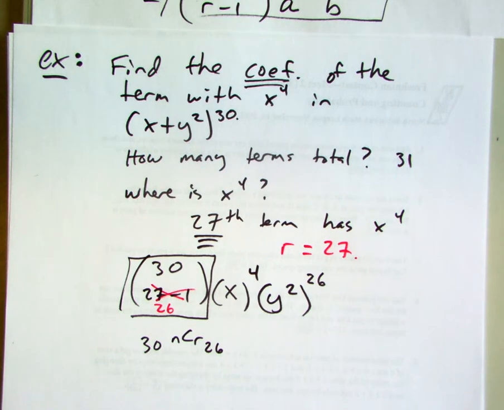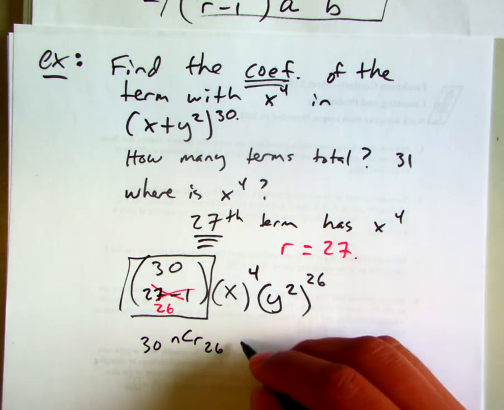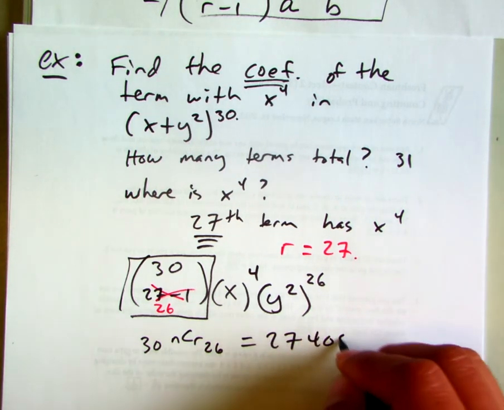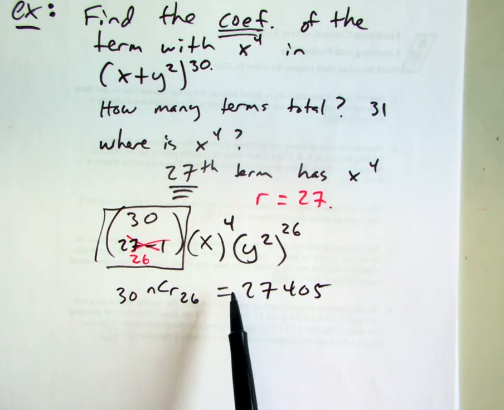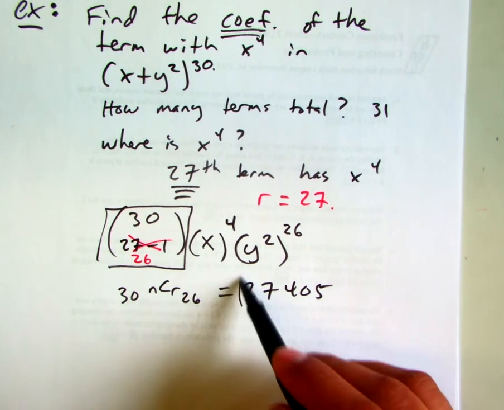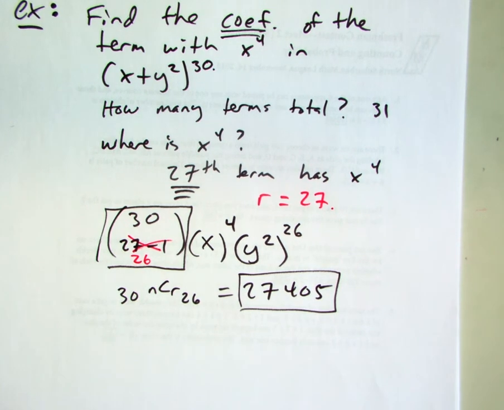27,000? What's the NCR? 405. Sorry, let me do it. Okay, so that's the coefficient. This is what they're looking at. You have to think about it a little bit, but using Pascal's triangle with these ridiculously big numbers is going to take a long time. Does that make sense?